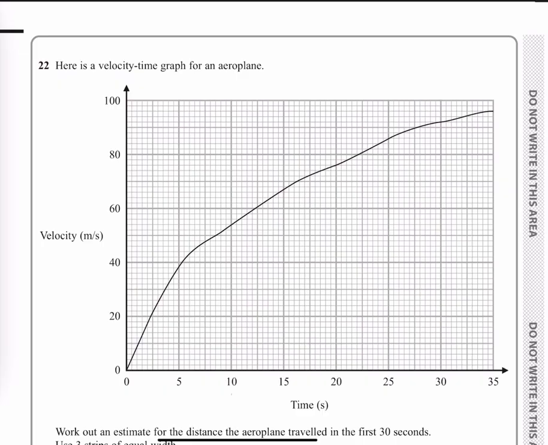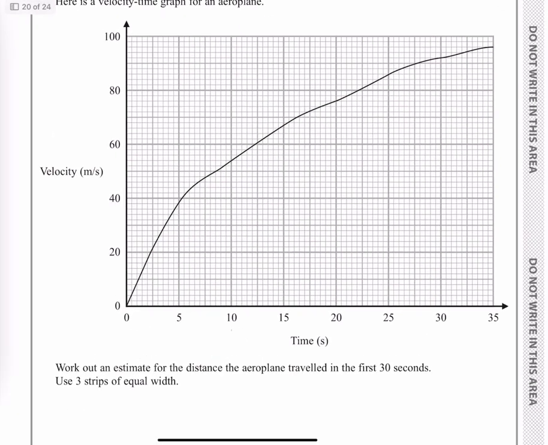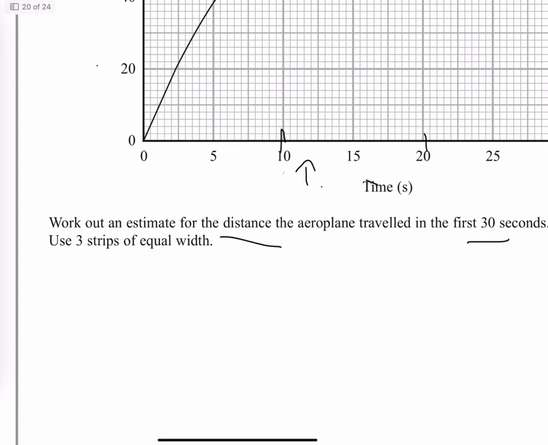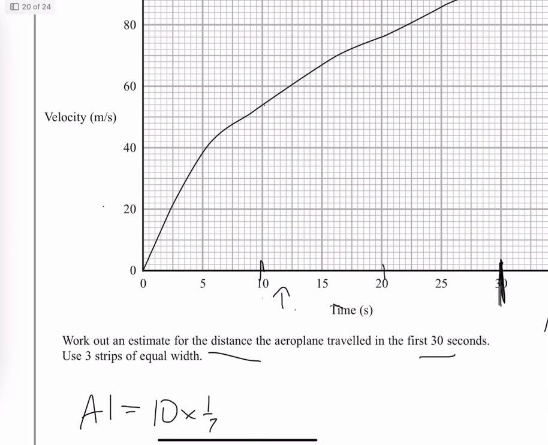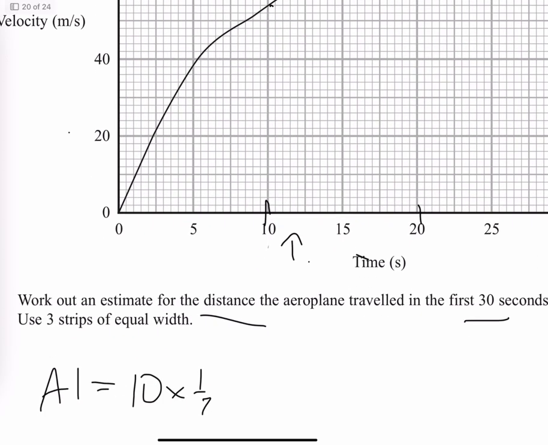Right, okay. What is this question asking? We've got a speed-time graph and a distance, so we're working out the area under this curve. 30 seconds, not 35, so we start here. Be really careful about that. 3 strips of equal width, so 10 and 20. So we'll make a triangle and 2 trapeziums. A1 is the triangle, so that's 10 times a half times, what's that going to be, 54? Yeah, 54.